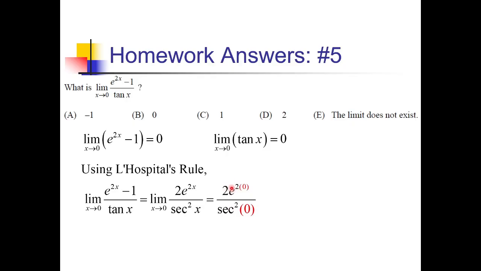So we've got 2 times basically e to the 0. 2 times 1 is 2. And then down here, this is really the reciprocal of cosine of 0, squared. Cosine of 0 would be 1. Squaring that would still be 1. And taking the reciprocal of that would still be 1. So that's all 1. 1 squared is just 1. So this is all coming out to 2 over 1, or 2, which is choice D.